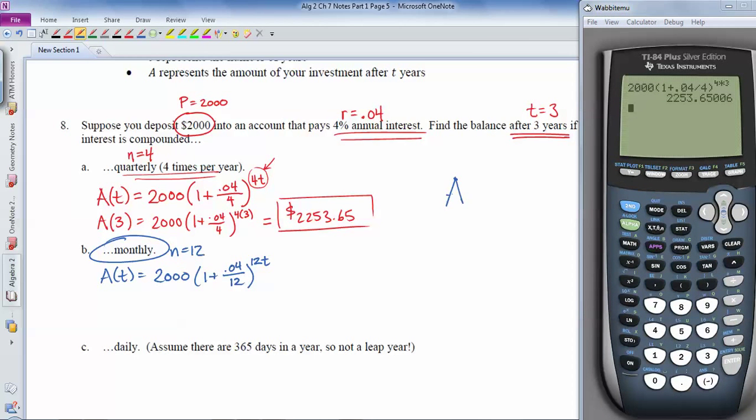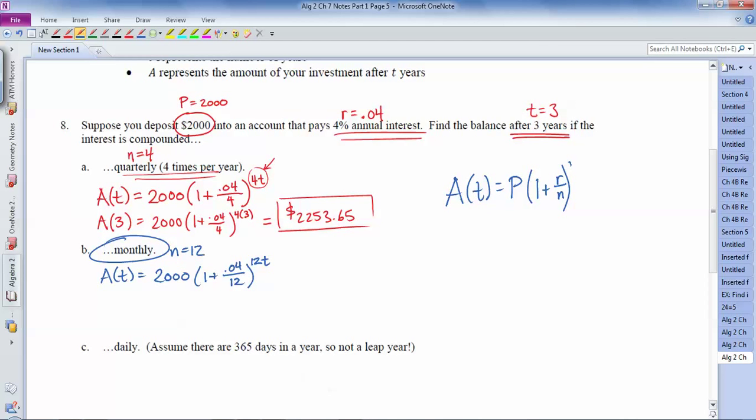The general formula is going to be A of t equals the principal times 1 plus the rate divided by the number of times that you actually compound per year, to the number of times per year times the number of years. It's a lot in that formula. Okay, so we want A of 3 because we care about 3 years. So 2,000 times 1 plus 0.04 over 12, to the 12 times 3.